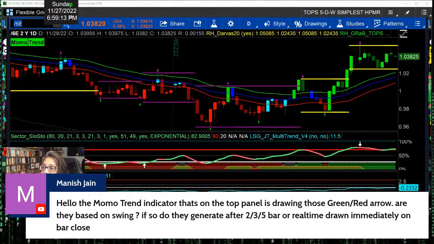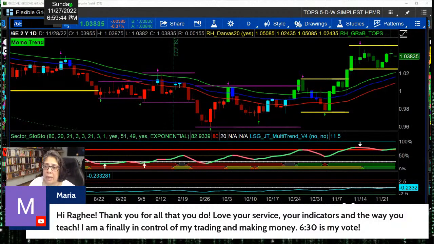Next up is a follow-up to that. The Momo trend indicator on the top panel: are they based on swings? No, they're based on a pattern. And do they generate after the 2, 3, 5 bar, real time, drawn immediately? As the pattern is forming, they will draw. But until the pattern is complete, they can disappear if we lose validity.